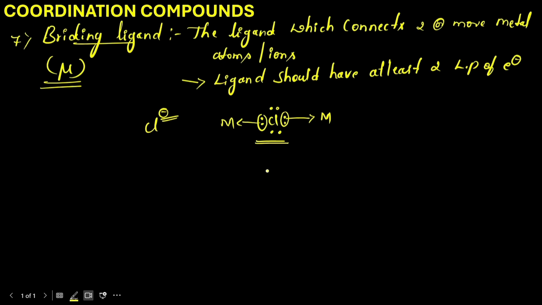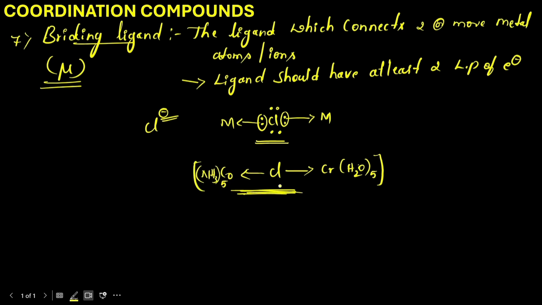If you take the proper example, here Cl is coordinated to Cr(H2O)5 and here Co(NH3)5. Okay, this is the coordination compound in which Cl is a bridging ligand.